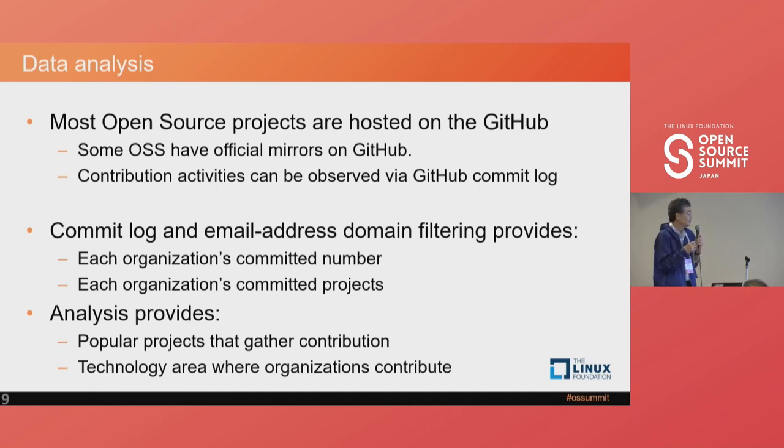And the basic idea is commit log and mail address domain filtering. This gives you the organization's behavior, which project they contribute or who contribute to them. So it is very nice. And further analysis, aggregating these data, you can see the popular project that collect many contributions, or technology areas many organizations gathered. This is very simple, but very powerful.